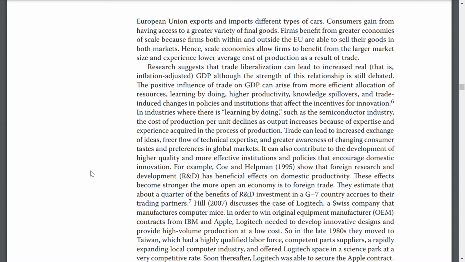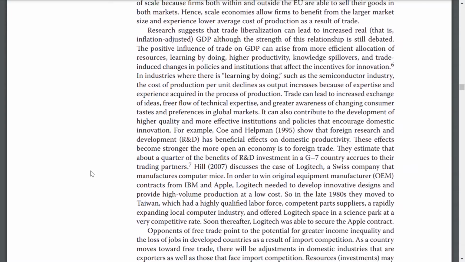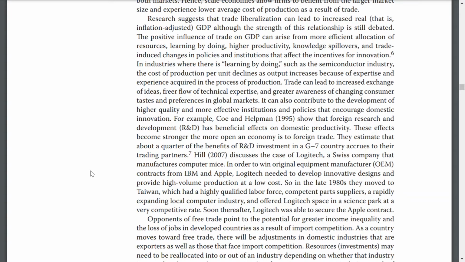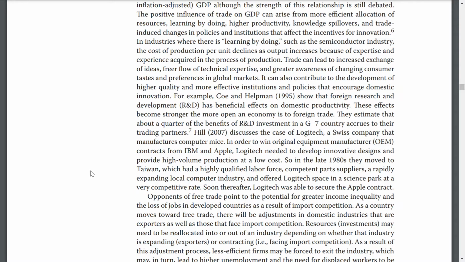In industries where there is learning by doing, such as the semiconductor industry, the cost of producing per unit declines as output increases because of the expertise and experience acquired in the process of production. Trade can lead to increased exchange of ideas, freer flow of technical experience, and greater awareness of changing consumer taste and preference in global markets. It can also contribute to the development of higher quality and more effective institutions and policies that encourage domestic innovation.